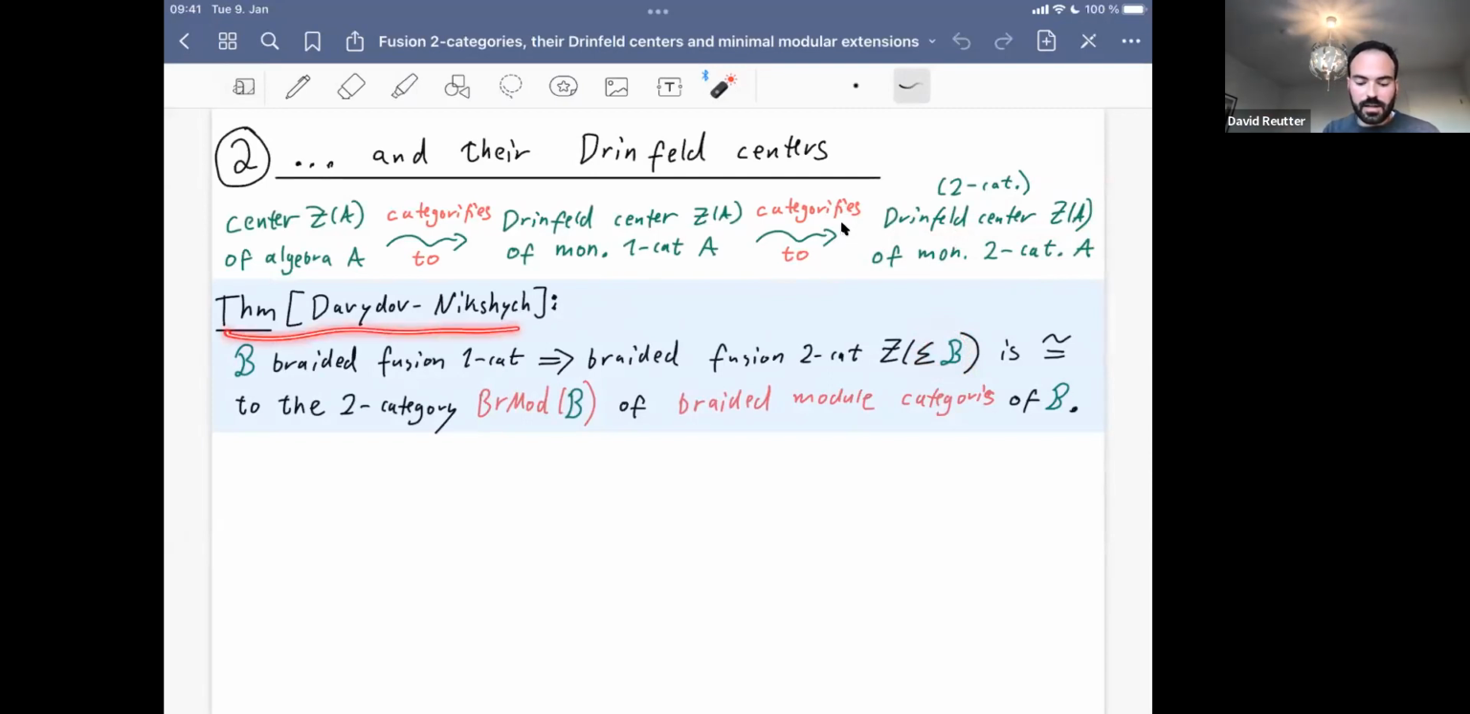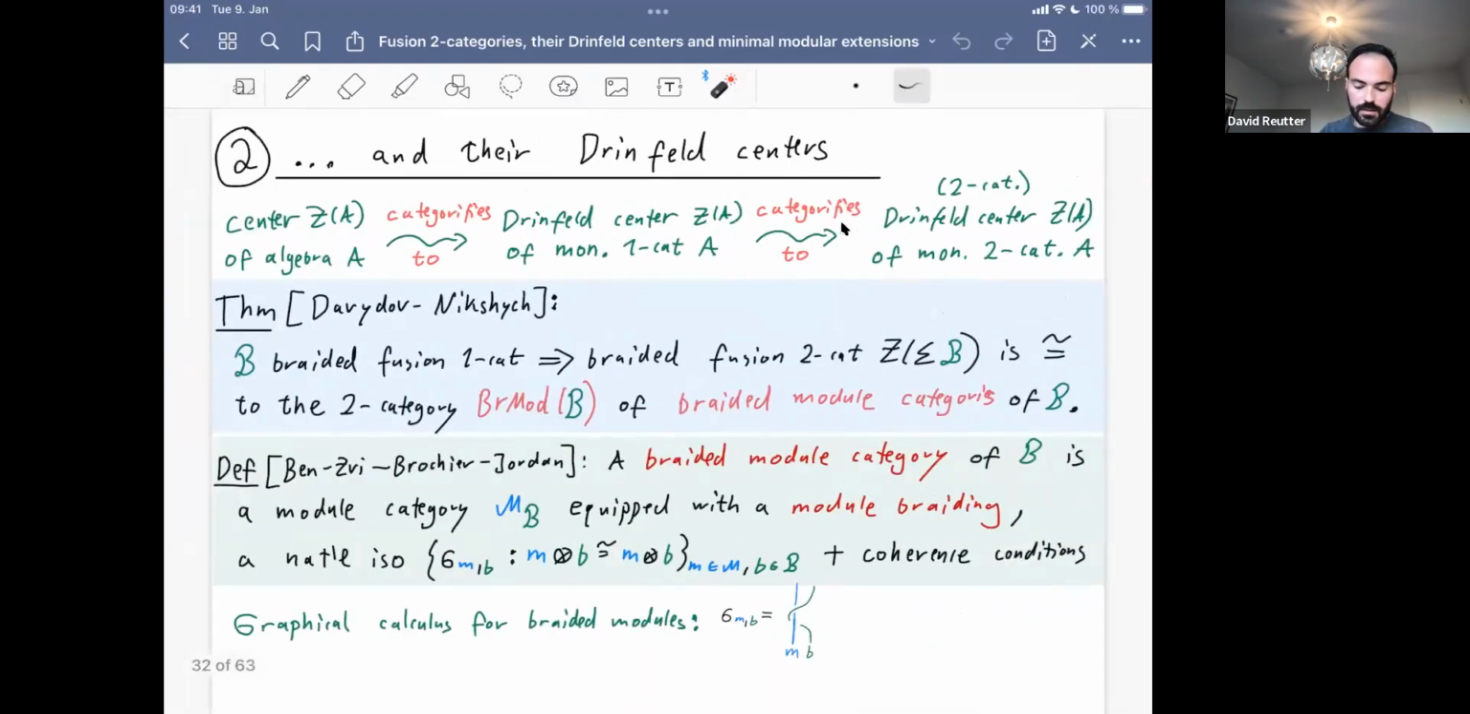What will happen, and this is essentially a theorem by Davydov and Nikshych, is that this graded fusion two category is equivalent, as a graded fusion two category, to the two-category of so-called graded module categories of B. This is a very particular graded monoidal two-category that I'm going to briefly tell you about. So what is a graded module category of a graded fusion category? A graded module category of B is a module category, a module over the monoidal structure on B, equipped with a so-called module grading. A module grading is a natural isomorphism sigma_{M,B}, where M is an object in M and B is an object in B, going from the action of B on M to M tensor B, which fulfills a bunch of coherence conditions.